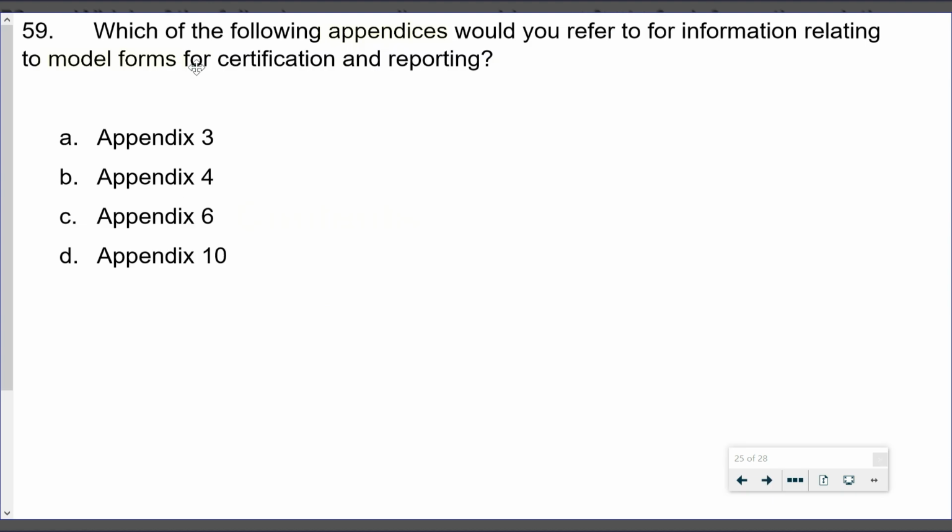Then we have question 59. Which of the following appendices would you refer to for information relating to model forms for certification and reporting? Now, this is just a simple contents page where you just go and look up the contents and find out what the name of each one of these appendices are. And you'll see there that if you look in the contents page, Appendix 6 is the one for model forms. Okay.